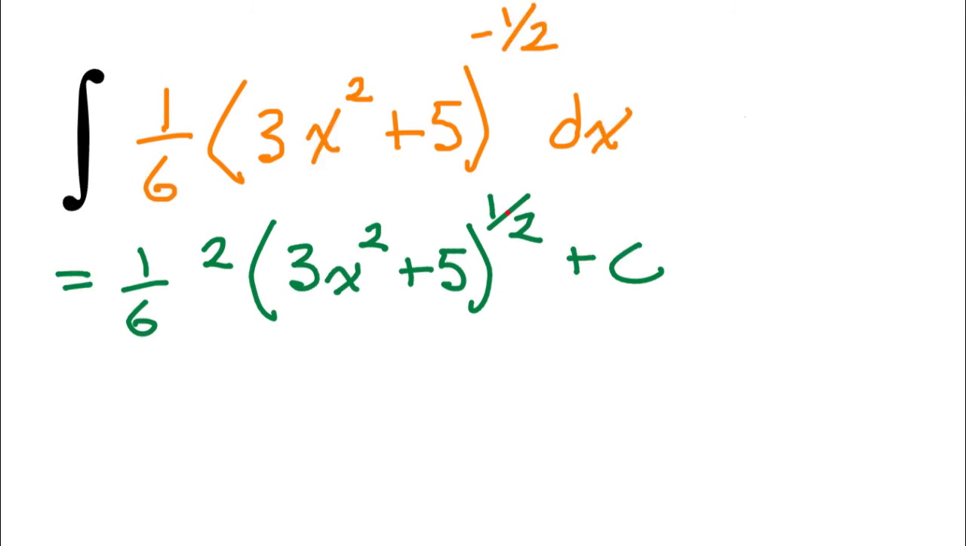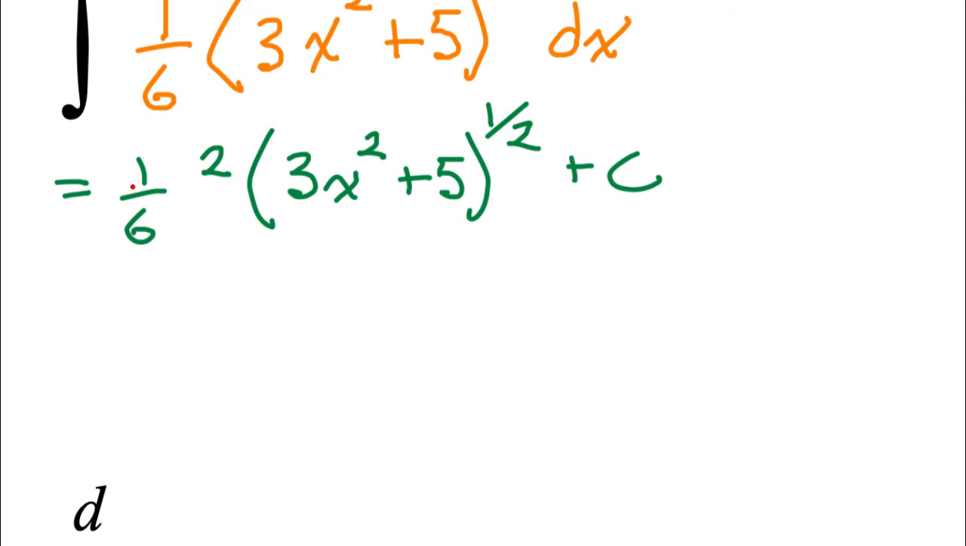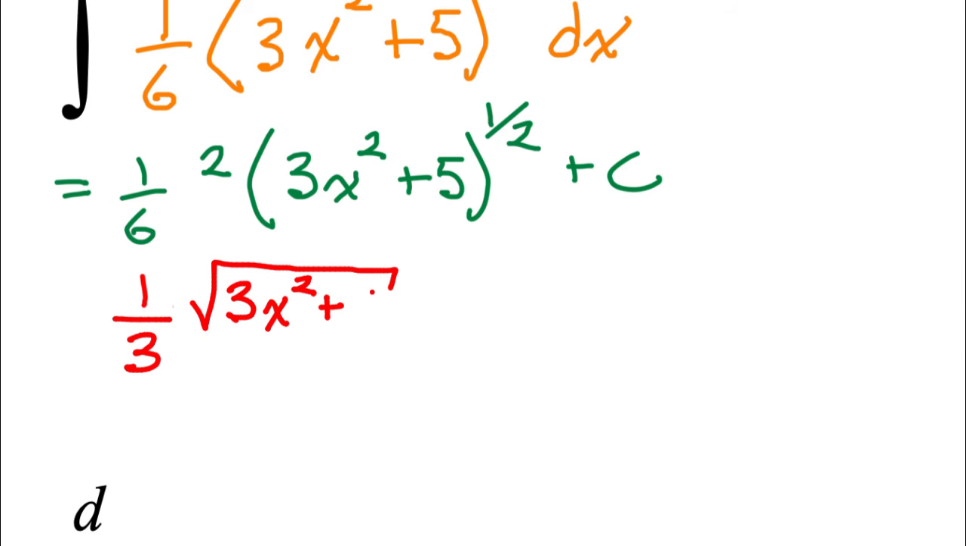Let's go ahead and simplify this thing. So 2 times 1/6 is 1/3, so 1/3, and this is all going to be the square root of 3x squared plus 5. Don't forget our plus C.